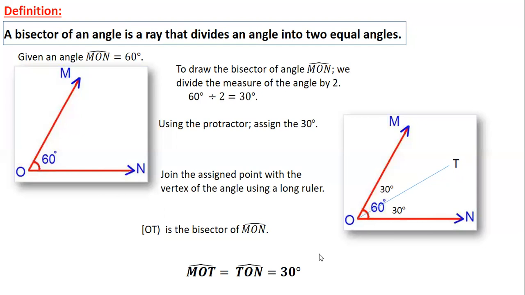Here, I want to tell you something very important. Let me repeat again, reading the angles: MOT, TON. As you can see, angle MOT and TON have the same vertex O, and they have a common side OT. So what can we say about the two angles MOT and TON? They are adjacent. So please keep in mind that after drawing the bisector of an angle, we get inside it 2 adjacent angles. Angle MOT measures 30 degrees, and angle TON also measures 30 degrees.